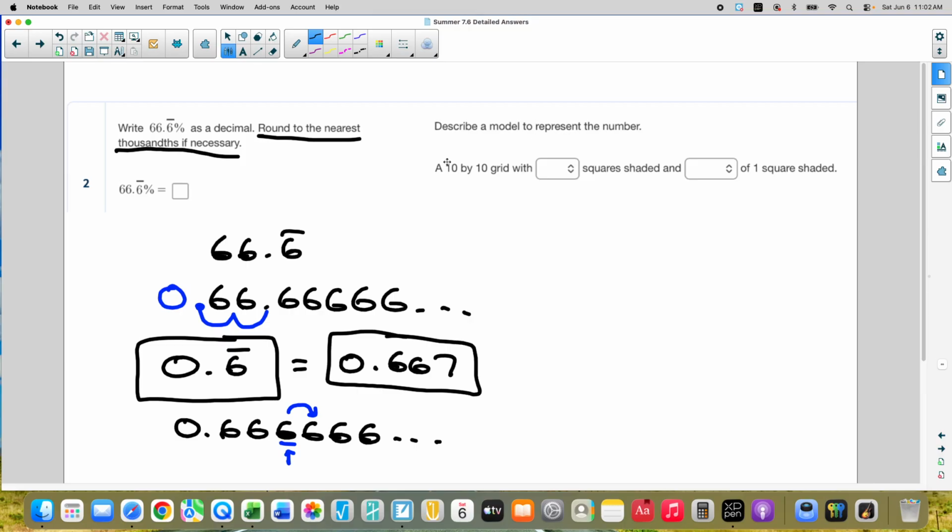Describe a model representing the number. The 10 by 10 has how many squares shaded? It has 66 and 2/3 of a square, or 6/9. It's not 6/10 because it's repeating. So we'll go over that. So that would be 66 squares and 2/3 of 1 square shaded.